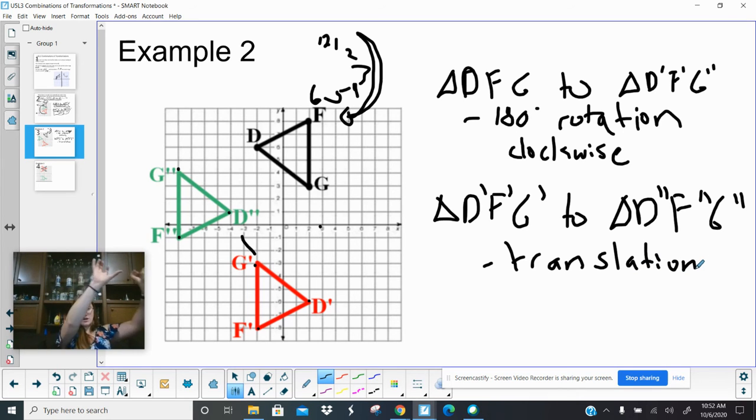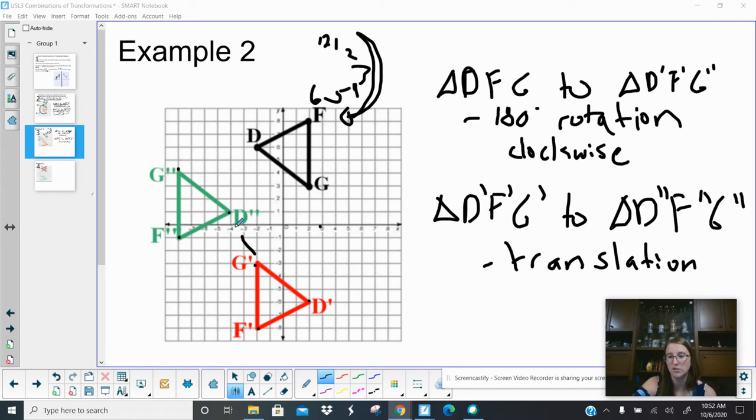If I just slid it over, if the points stay in the same order, this is a translation. Again, it's a translation, you don't have to say how it's oriented.